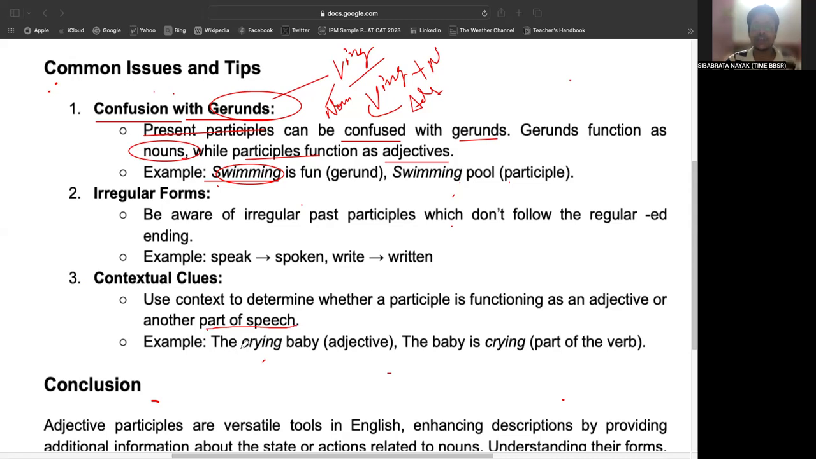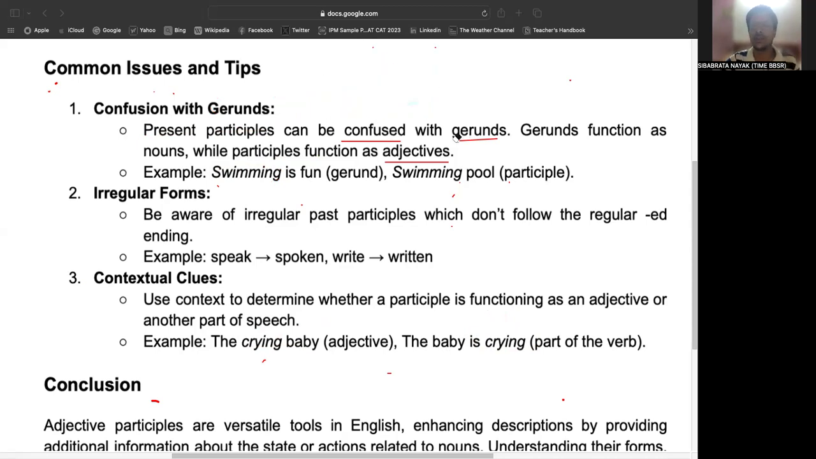Let's say the crying baby, right? Your crying is known as an adjective. But if you say the baby is crying, your crying is not an adjective, it is part of the verb, so you can say it is a present continuous form. Am I clear? Yes, sir. So now moving to the final one. These are all the things that you need to know about the adjective participle, right?